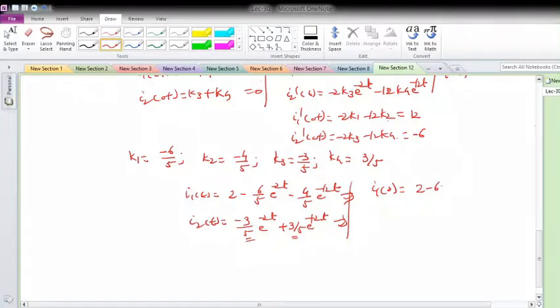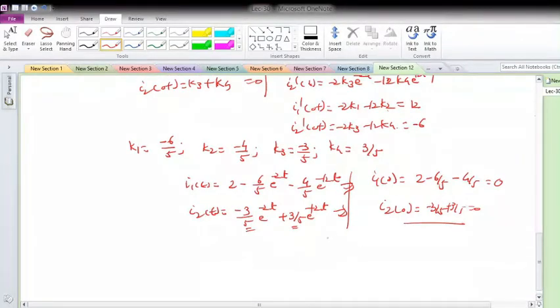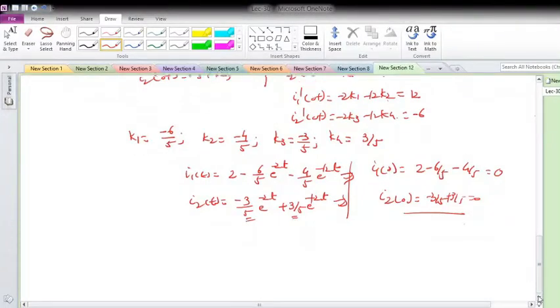it will be 2 over 5 minus 4 over 5 minus... so this will be 0. And the second equation, I2(0), will be minus 3 by 5 plus 3 by 5, so 0. Okay, so it satisfies our physical inspection. This way you can solve it.